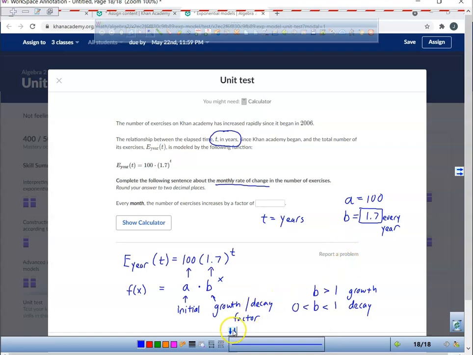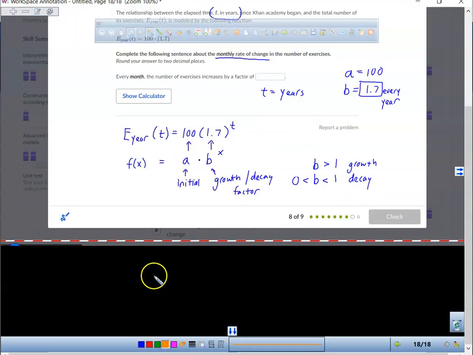So here's what you can do. Check this out. Would you agree in 1 year's time it increases by that factor to the power of 1? But how many months are there in a year? There are 12 months. So I want you to understand this is equal to the yearly rate.